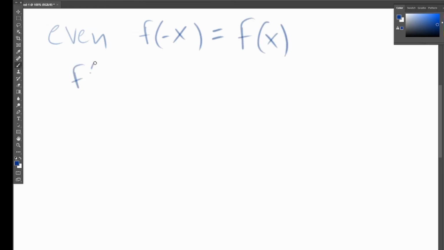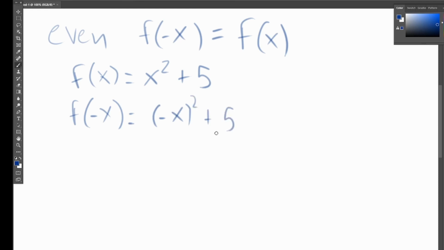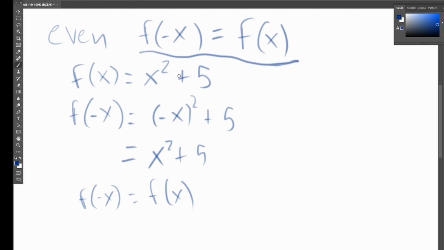If we do f of x equals x squared plus 5. If we do this algebraically, again we're replacing the x with a negative x, and so this will give us a negative x squared plus 5. And simplified, this will again give us x squared plus 5. So you see that f of negative x equals f of x. Now try to remember this portion here. This gives you an even function. F of negative x equals f of x.